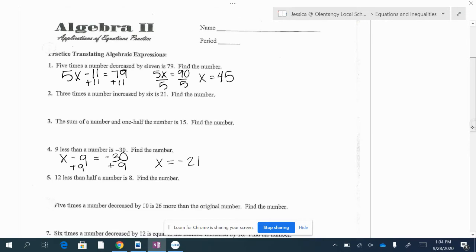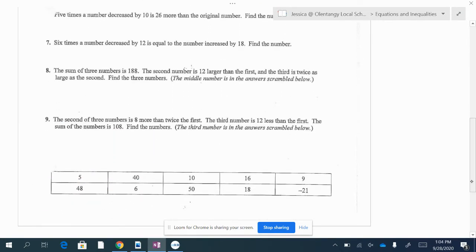Let's go through the consecutive number problems. So these two right here, I'm going to do number 9 with you, and maybe if you want to try number 8 by yourself, you can. Number 8, the answers you should get are 38, 50, and 100. But I'm going to do number 9.